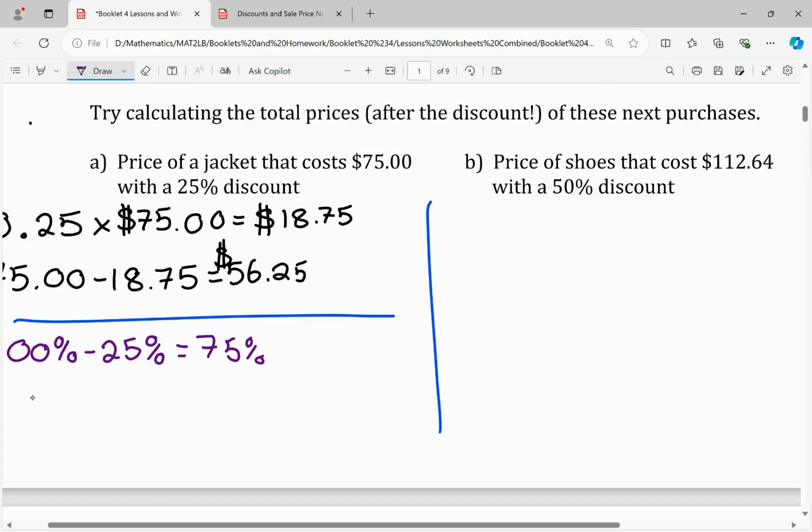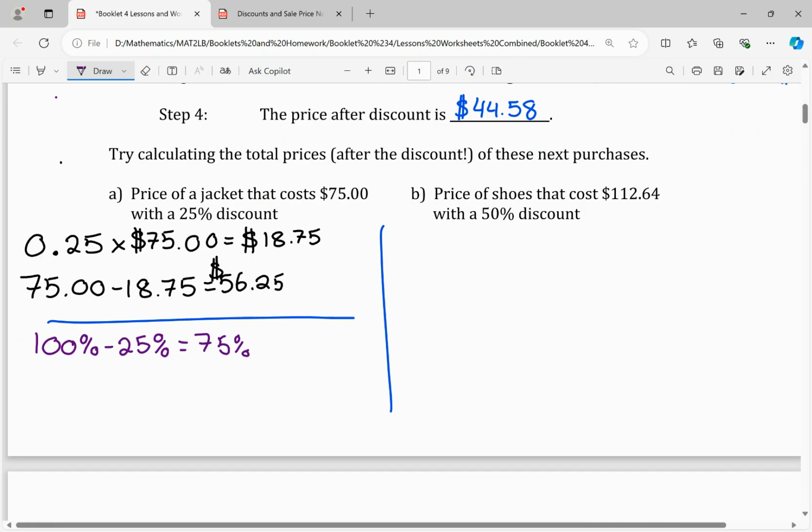So what I can do, and this doesn't give me the amount of money I save, this only gives me the final price. But what I can do is I can take that 75%, making sure to write it as a decimal. I multiply that by the price, which just so happens to be $75, and I will get an answer of $56.25.